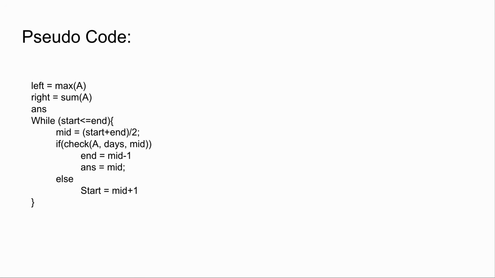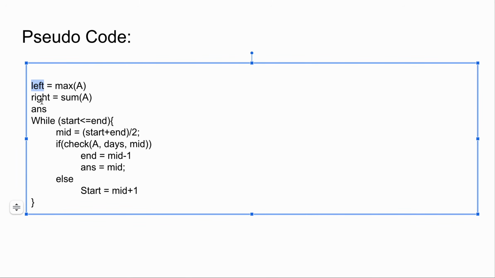Okay, now let's talk about the pseudocode of the original problem. We will have a left and a right, and we will have the answer initiated. So what we will be doing, we will be checking if it is possible with the mid capacity, whatever we get, and we will be checking if that is possible or not. If it is possible, we will reduce the right to mid minus 1, else we will increase the left to mid plus 1. So that is the idea. I will get into the code part.